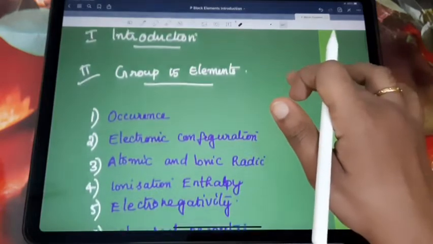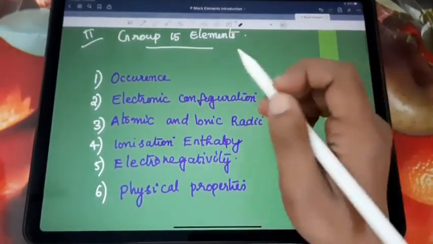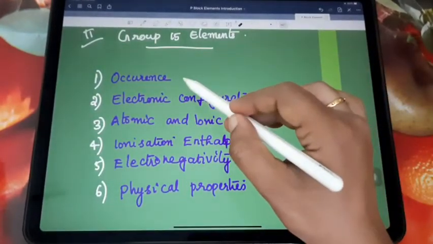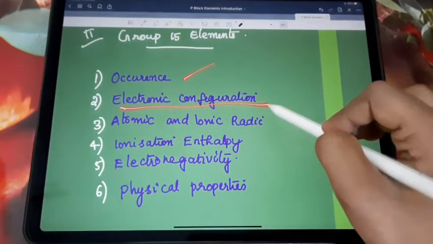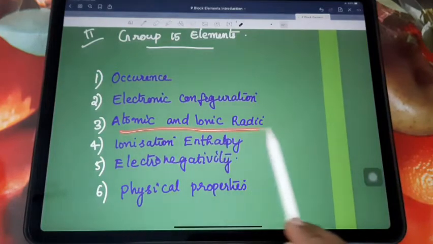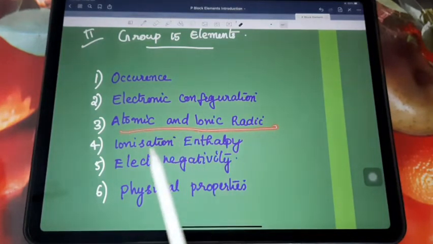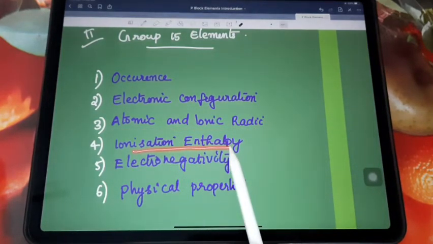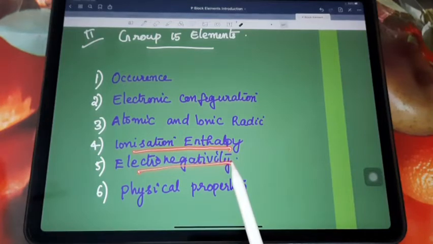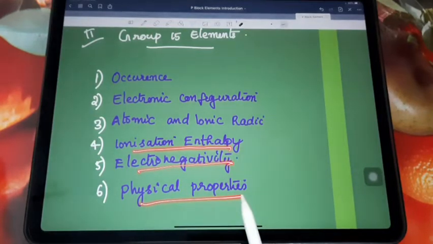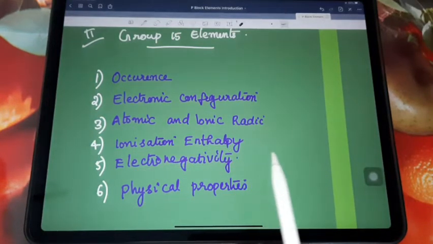In this video on group 15 elements, I include the occurrence of group 15 elements, their electronic configuration and explanation, and also atomic radii and ionic radii. We will also discuss the ionization enthalpy variation along the period and group, electronegativity difference along the group and period, and also the physical properties of group 15 elements. Together we can discuss this in this video.